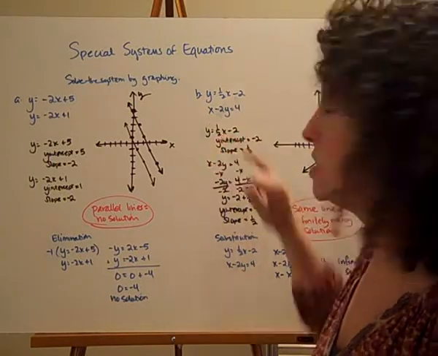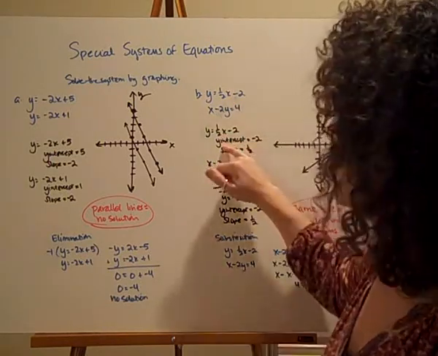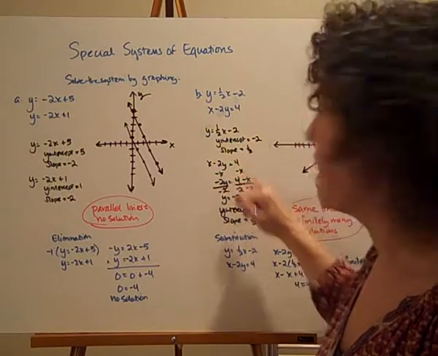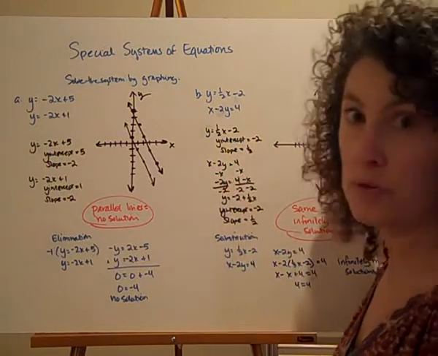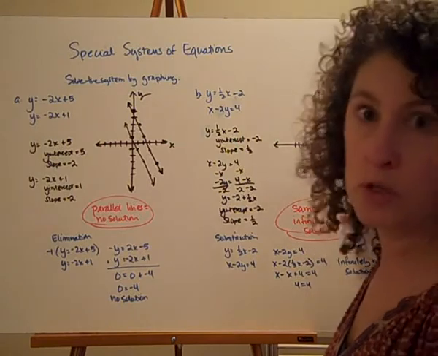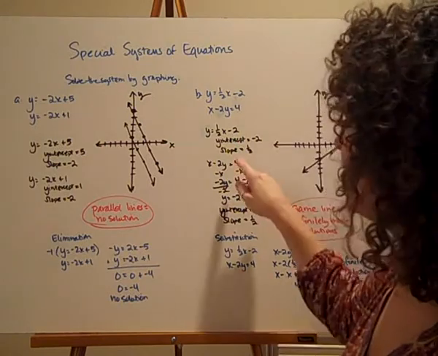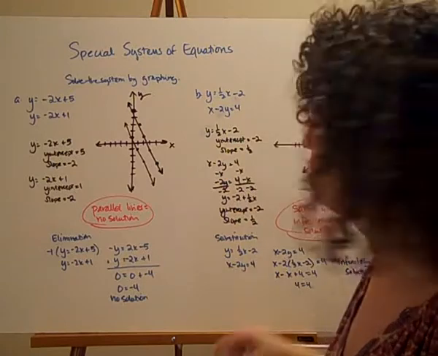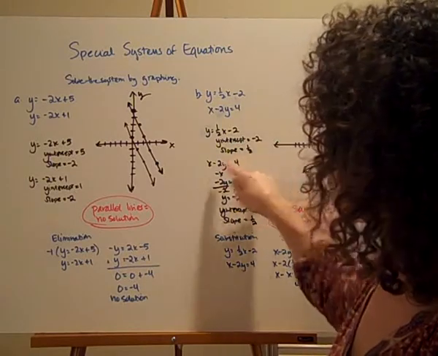Well, my first equation is in slope-intercept form. That's very nice. So y-intercept of negative 2 and a slope of 1 half. So I'm going to graph my y-intercept of negative 2. I'm going to have a rise of 1 and a run of 2. Rise of 1 and a run of 2. There's my line.